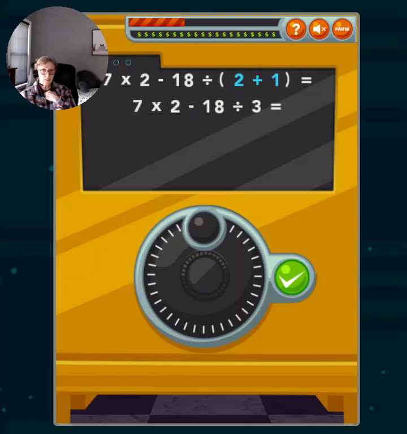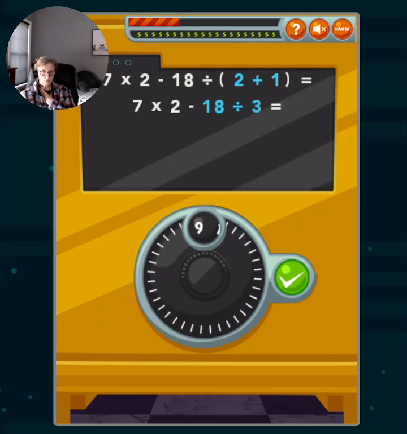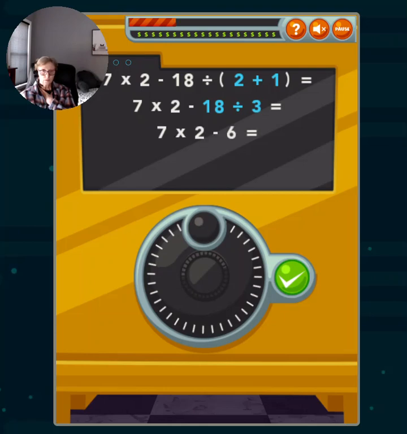So let's say the next thing I should do is 7 times 2. Let's say I don't do that. Let's say I do 18 divided by 3 next for some reason. And I try to put the 6 in. Let's see if it lets me do that. It does. I'm not sure why. This will actually work, which scares me a little bit.